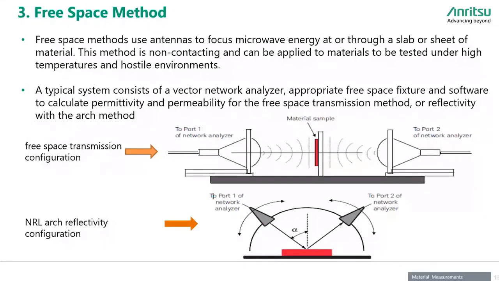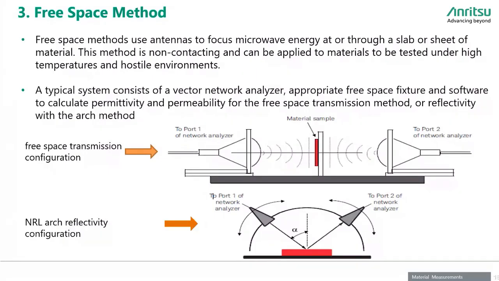Over here we have a focus antenna that is transmitting and reflecting the signals into the material, and we can measure the material properties. Now, the typical system consists of a vector network analyzer along with an appropriate free space fixture and software to calculate the permittivity and permeability. Generally, there are two types of configuration in free space transmission.